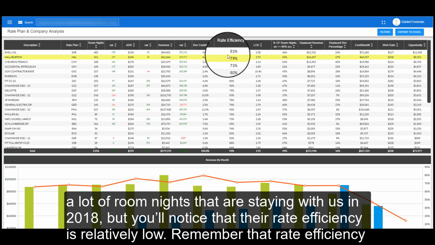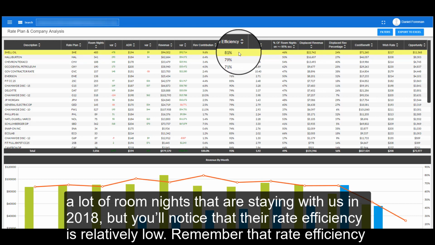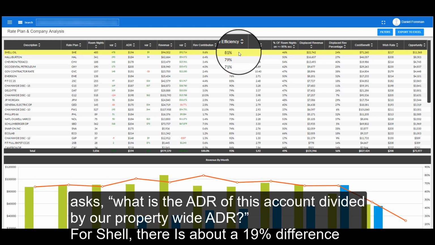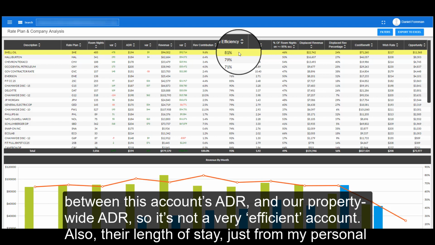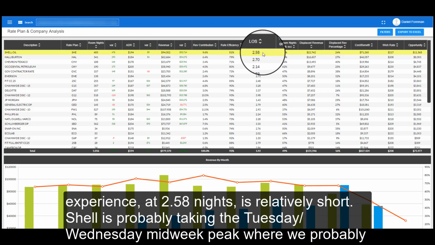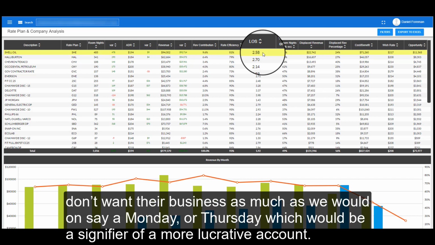But you'll notice here that their rate efficiency is relatively low. Remember, rate efficiency is the ADR of this account versus our property-wide ADR. There's about a 19% difference between this account's ADR and our property-wide ADR, so it's not a very efficient account. Also, their length of stay, just from experience, I know that this 2.58 length of stay is relatively short. So they're probably taking the Tuesday, Wednesday midweek peak where we probably don't really want them so much, rather than staying on the Monday and Thursday, which is typically a signifier of a more lucrative account.